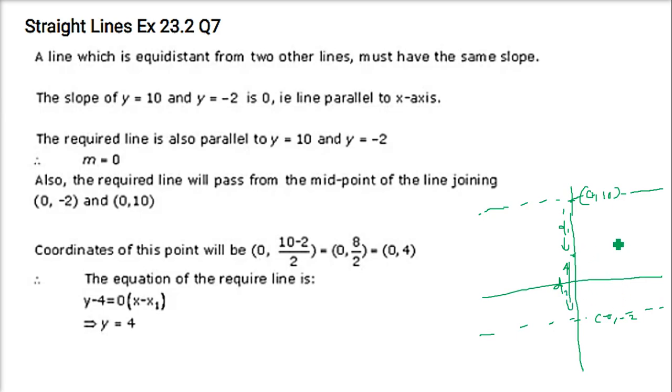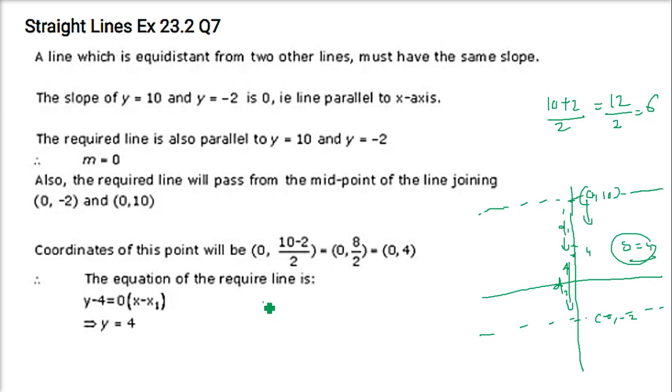So logic says, what is the distance? This is 10 and this is minus 2. So 10 plus 2, because I am taking only the positive distance. So 10 and 2 is 12. 12 divided by 2 is 6. Now return 6 from here, or come in the downward direction. So from 10 go 6, you will come to 4 here. So the line will be y equals 4. This is the line, but we are going to do it in a formal, straight line way.